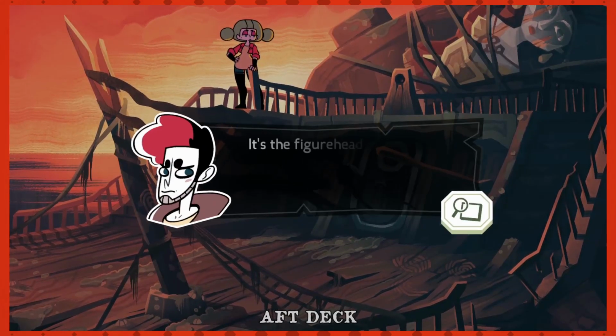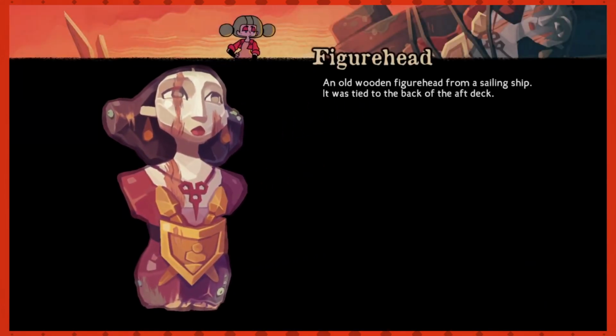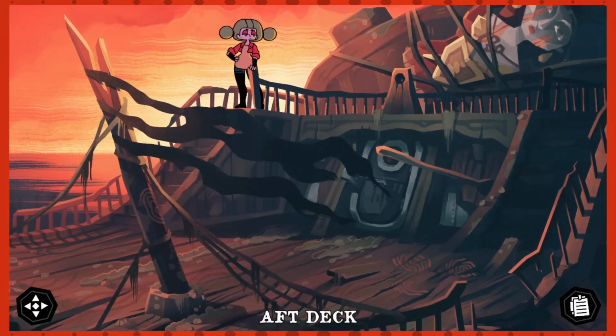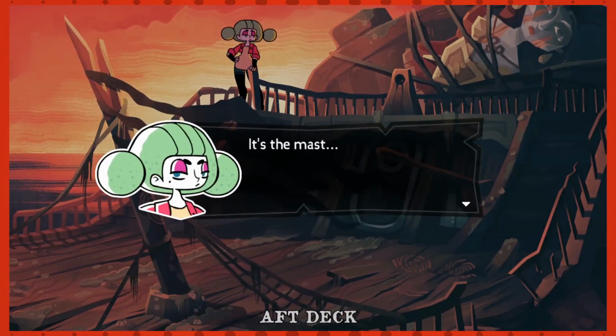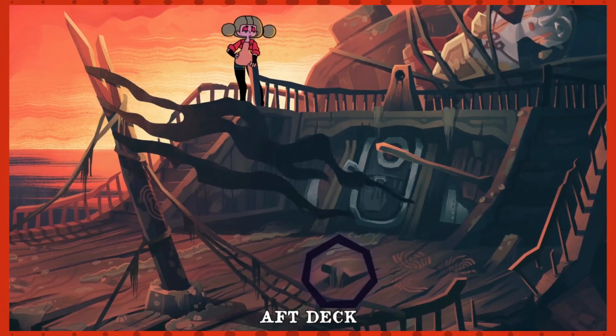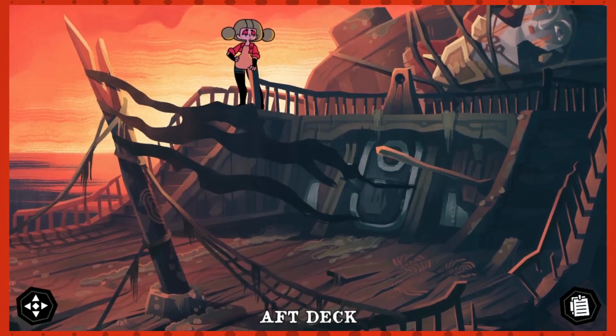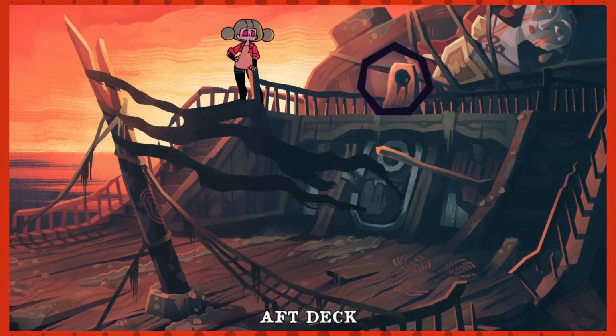Holy Grimoire. No, we've already done this. Not what I'm looking for. Shut up. Anything else here? It's the mast of that. It's the aft deck. It doesn't... Of course not. Okay. What's this?